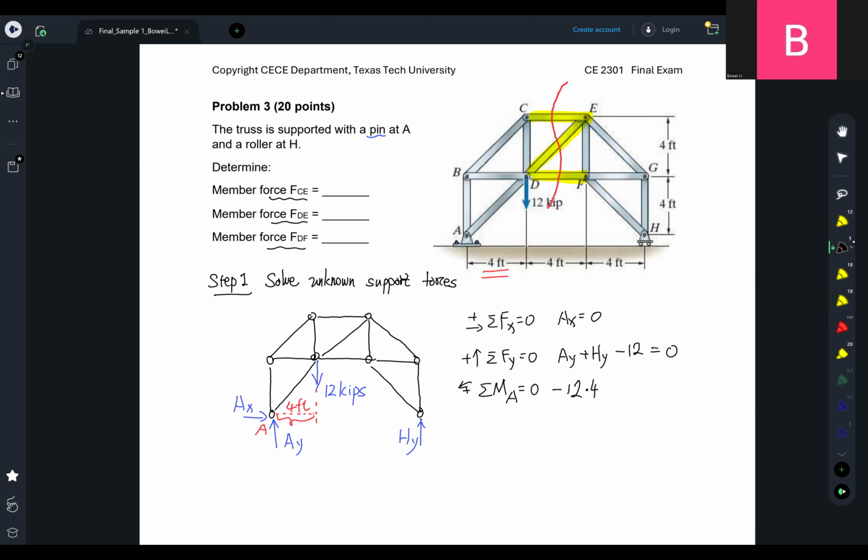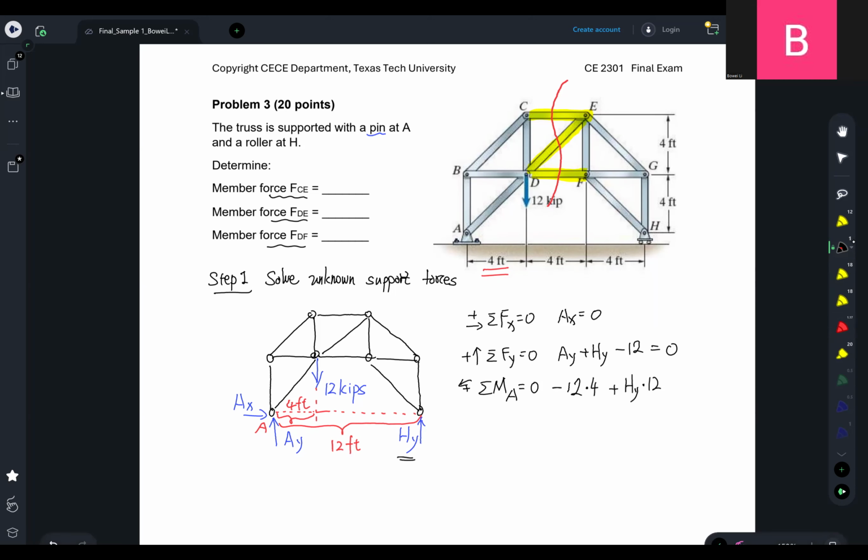What else will contribute to the summation of moment about A? It is our HY. We have the magnitude of force HY times the distance between its line of action and A, which equals the total width of the structure, 12 feet. Positive or negative? By the same method, it rotates about A counterclockwise, so it is positive.